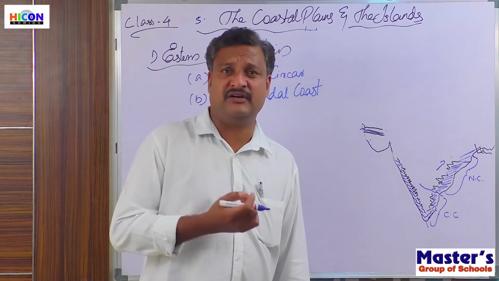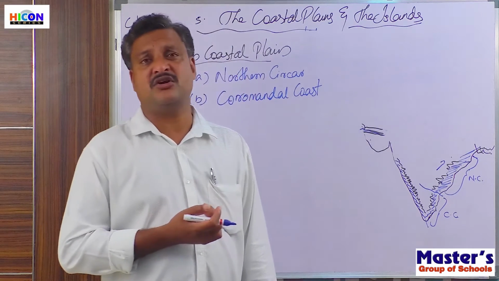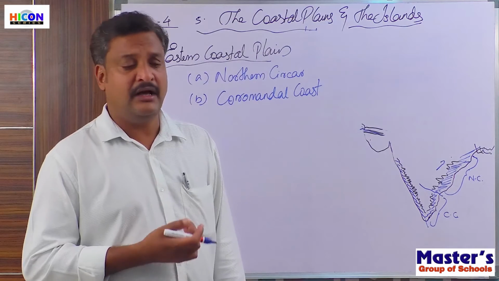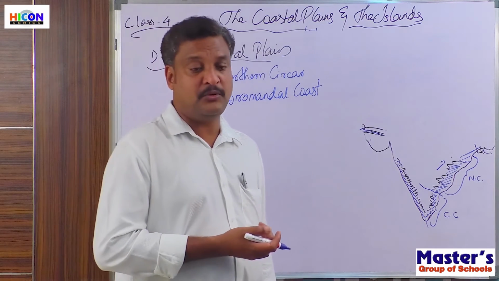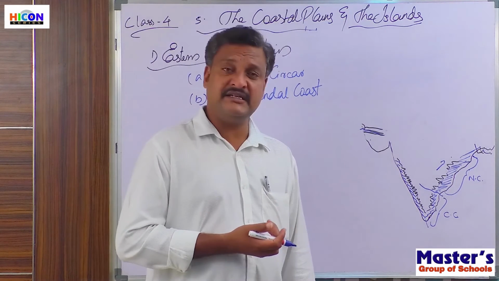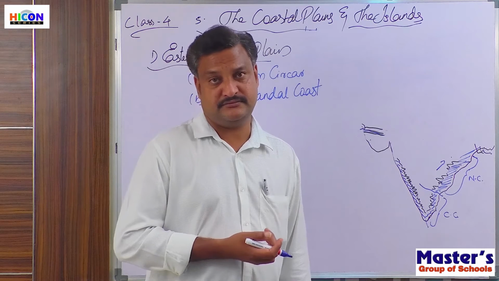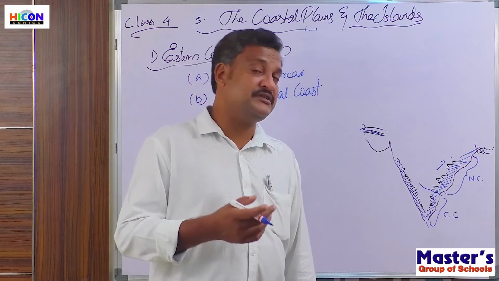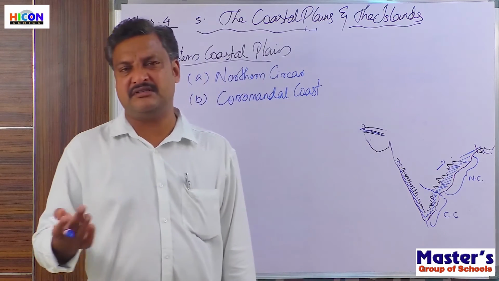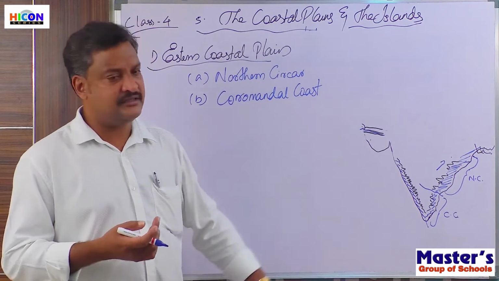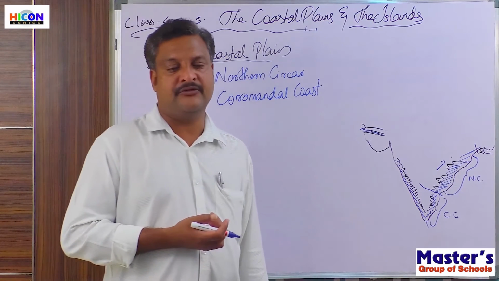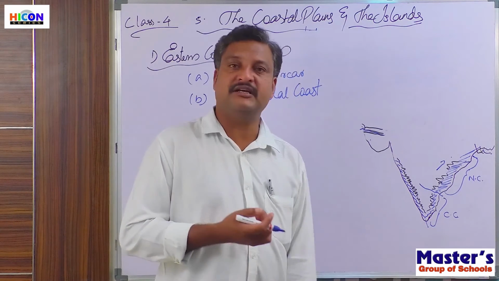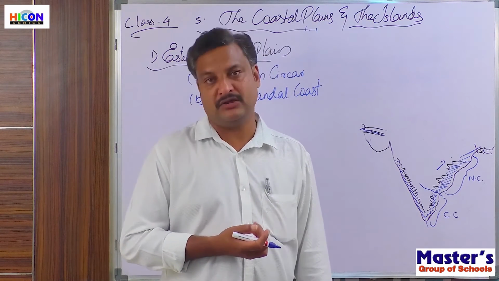The major city over here is Chennai. Chennai is also the major seaport over here. Another major port is Tuticorin. This region receives heavy rainfall because depressions and all that are quite common in the Bay of Bengal. This region receives very good rainfall. Okay, so that is about the Coromandel Coast.